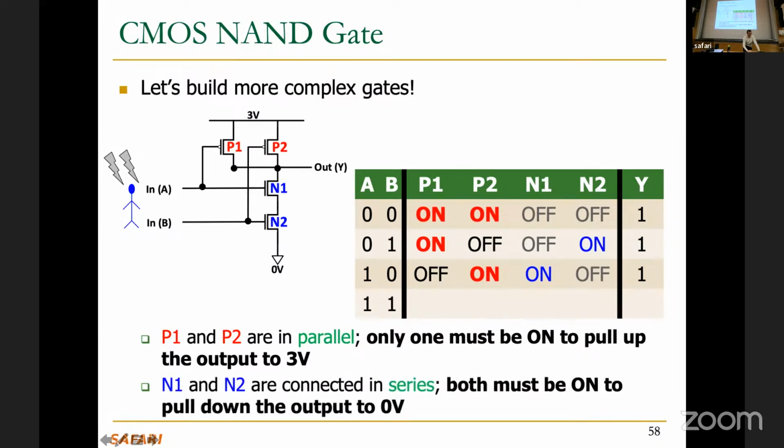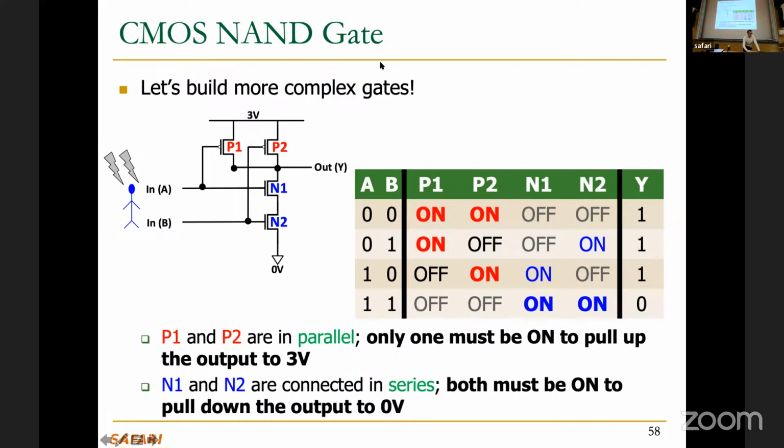And as you can see over here, that animation came earlier, let's say. If you look at it over here, again, if A is 1, B is 0, P2 becomes a closed circuit, so output gets connected to 3 volts, but one of these transistors is still off. As a result, output doesn't get connected to 0 volts. So you still get 1 at the end.